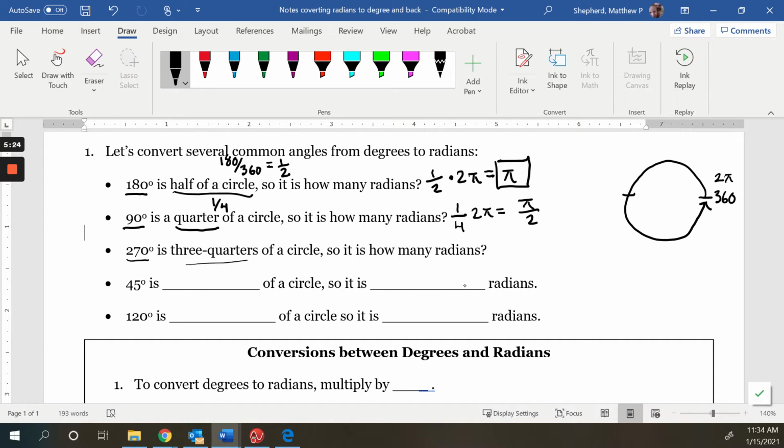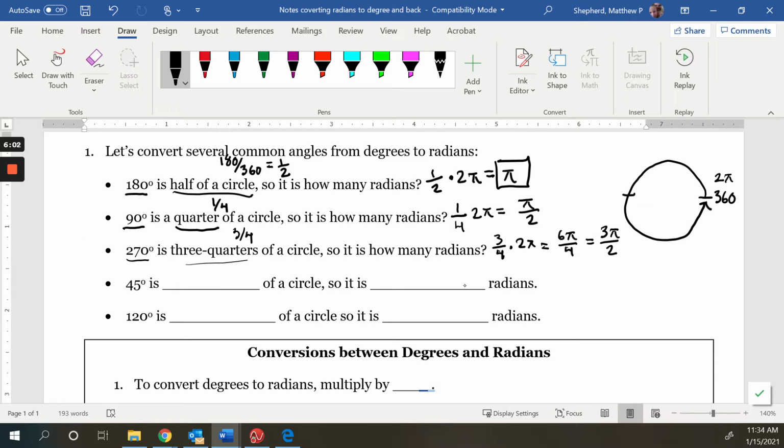270 is 3/4 of a circle. So how many radians is it? We're going to have 3/4 of our total radians, which would be 6 pi fourths, which would then simplify into 3 pi halves. So this is a great tool. If we know what fraction of the circle any degrees are, then we can easily use that fraction to figure out how many radians that arc would have.